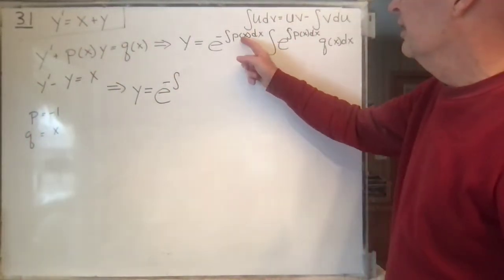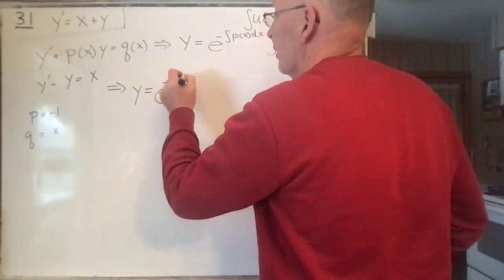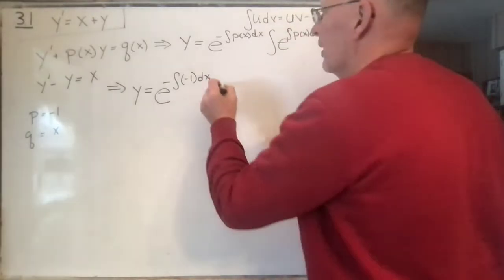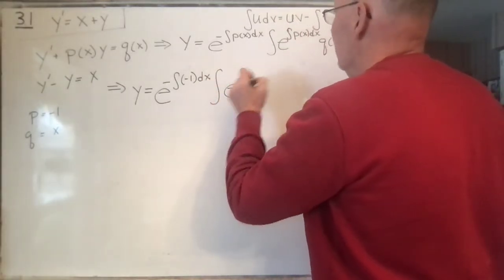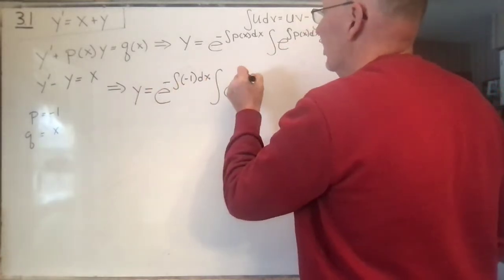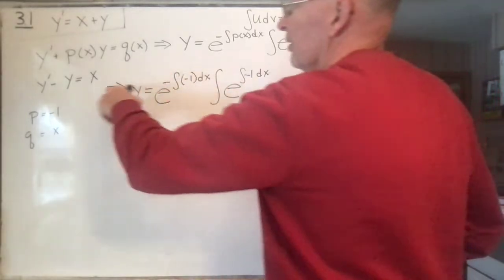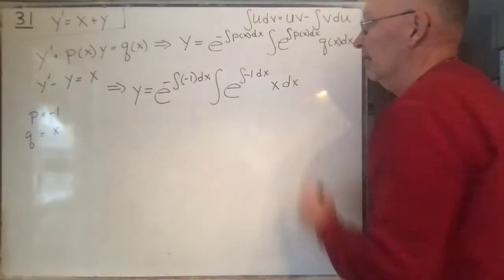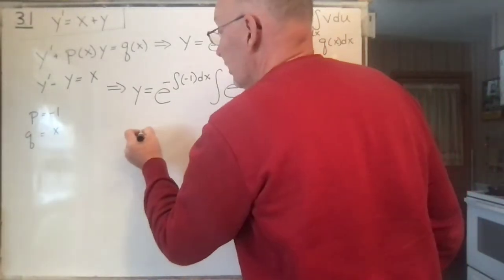So I'm going to get a p of x is equal to -1 dx. And then e to the integral, p of x again is just -1 dx. And then q of x is x again. See that? Well, can we go from there?